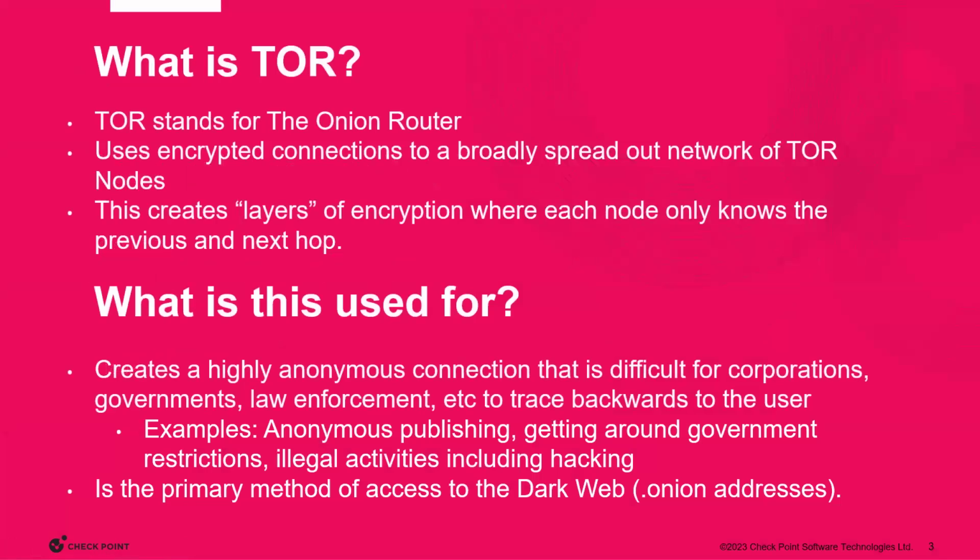So what is Tor? Tor stands for the onion router. And what does that mean? The onion router is a system of networking that uses encrypted connections on a broadly spread out network of nodes that it connects to. It does this to create layers of encryption, right? Layers like an onion and an ogre have layers. So too does the Tor network. It creates layers of encryption where each node only knows the previous and next hop.